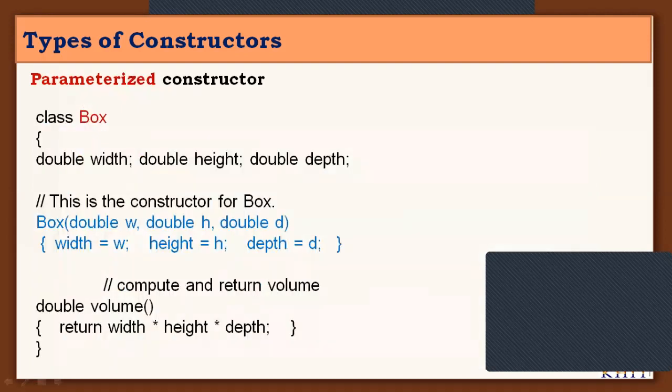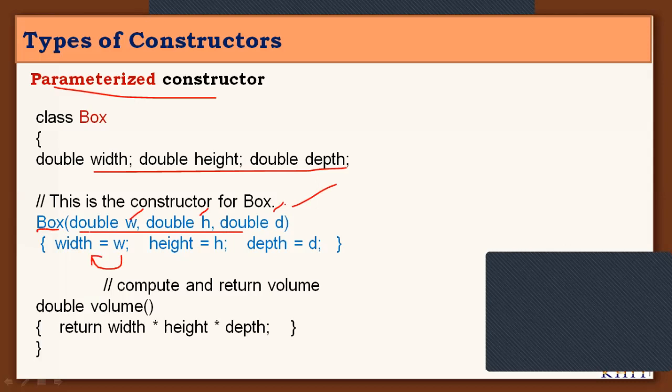The second type of constructor is the parameterized constructor. Take the same Box class example, and we have the instance variables or member variables like this: width, height, and depth. And this is the constructor for the Box. Here this constructor expects 3 parameters, W, H, and D, and we are initializing these values to the instance variables.